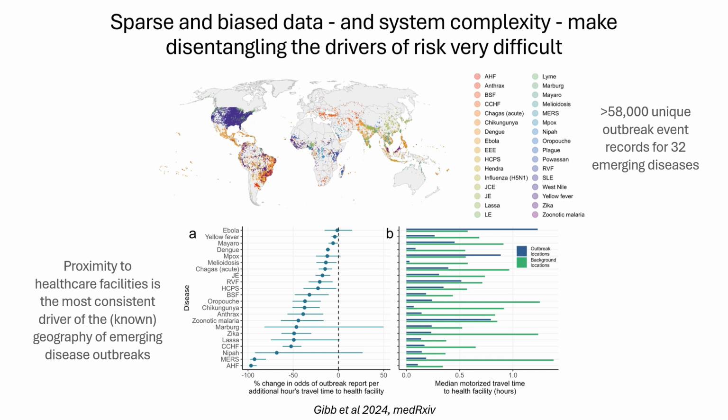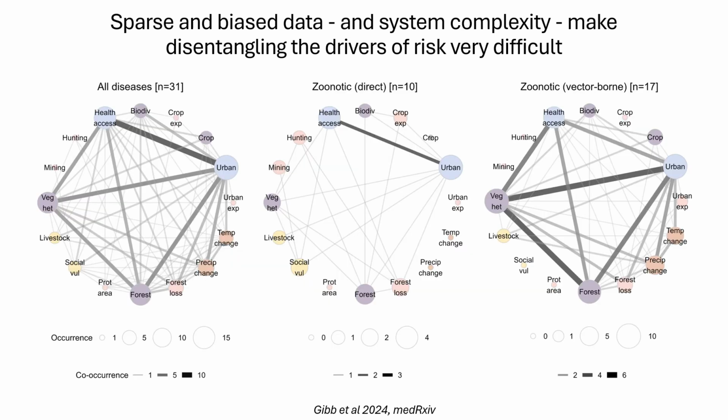So the closer you are to a clinic, shown here in these graphs at the bottom, the more likely you are to detect cases, and that effect can be quite extreme. There's an average of around a 30% decline in your odds of outbreak reporting for each additional hour's travel time to a health facility. So you're talking about quite a steep surveillance bias, and this really structures our understanding and makes it very difficult for us to go back and ask what those principal drivers are.